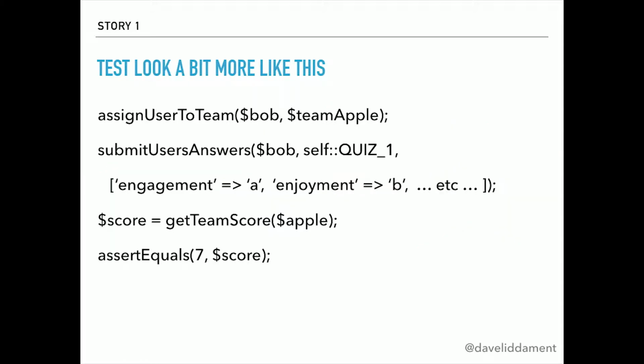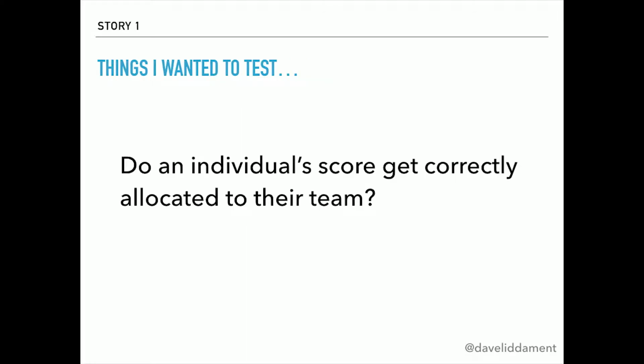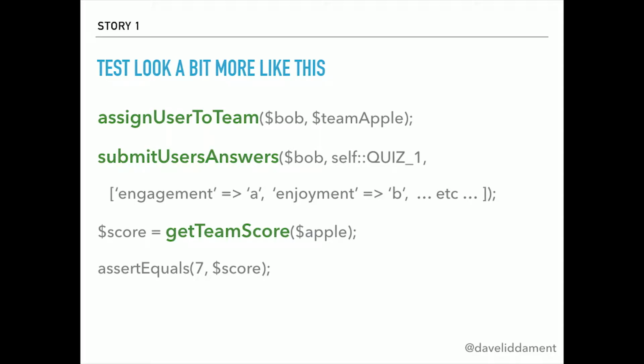And then our tests are starting to look a bit more like this. We're assigning a user to a team, we're submitting a particular user's answers, we're getting the team score, and we're checking that it is what we expect it to be. And now this is a lot closer to the actual business requirement. You know, is the individual score getting correctly allocated to their team? I've highlighted the interactions we have with the DSL layer, and you can see that that is far closer to the language of whatever business problem we're trying to solve.